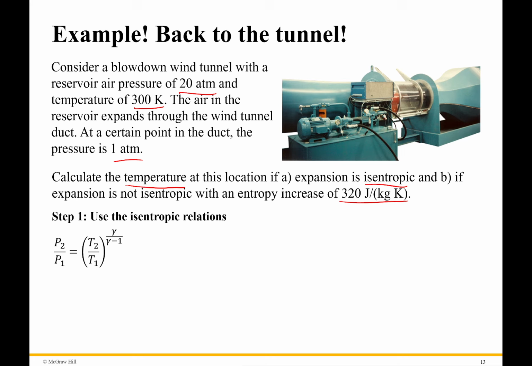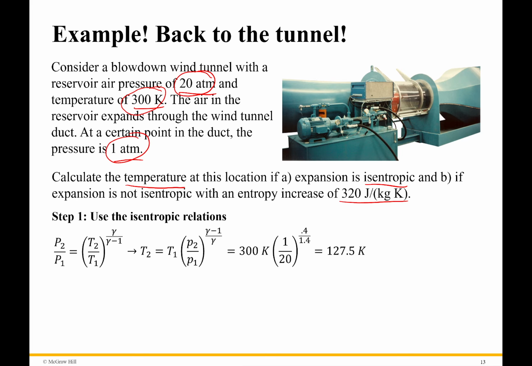We have a ratio of pressures, 20 and 1. We want a ratio of temperatures because we have the first temperature, we need to find the second. And we already know what the ratio of specific heats is. That's just going to be equal to 1.4. So we plug that in and rearrange a little bit. What we can find out is that my temperature would come out to be 127.5 Kelvin. Okay, that's just a number. You can see pressure dropped, temperature dropped.